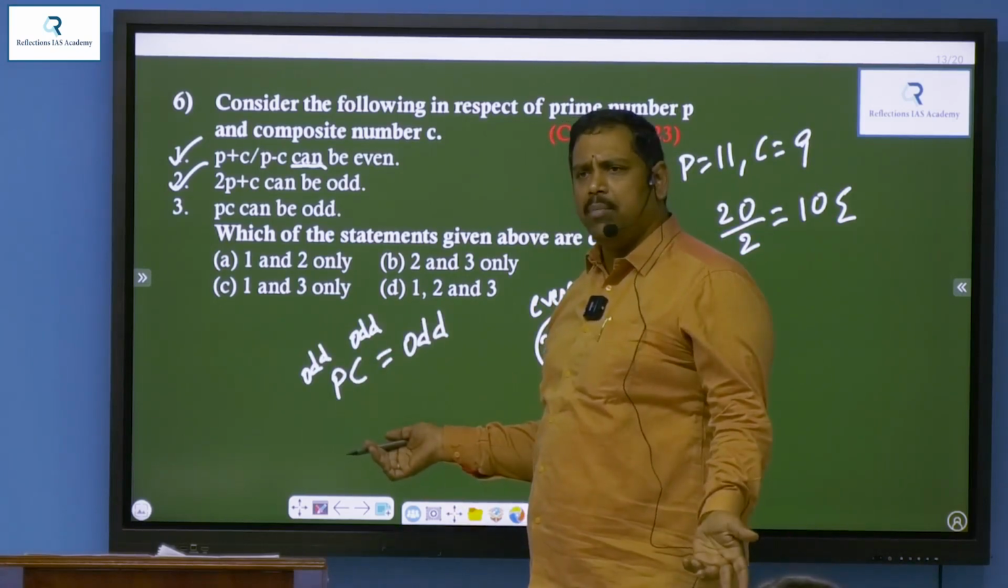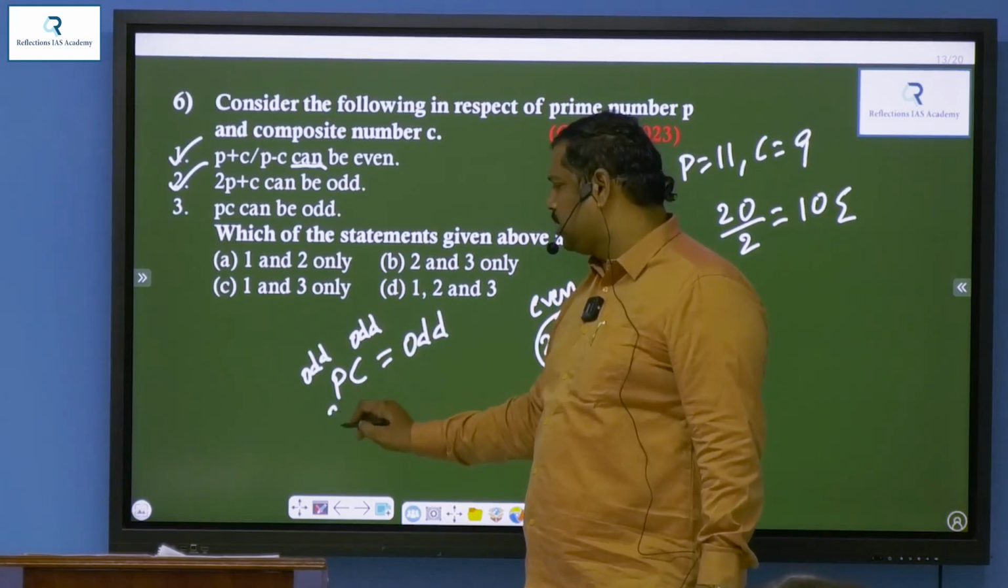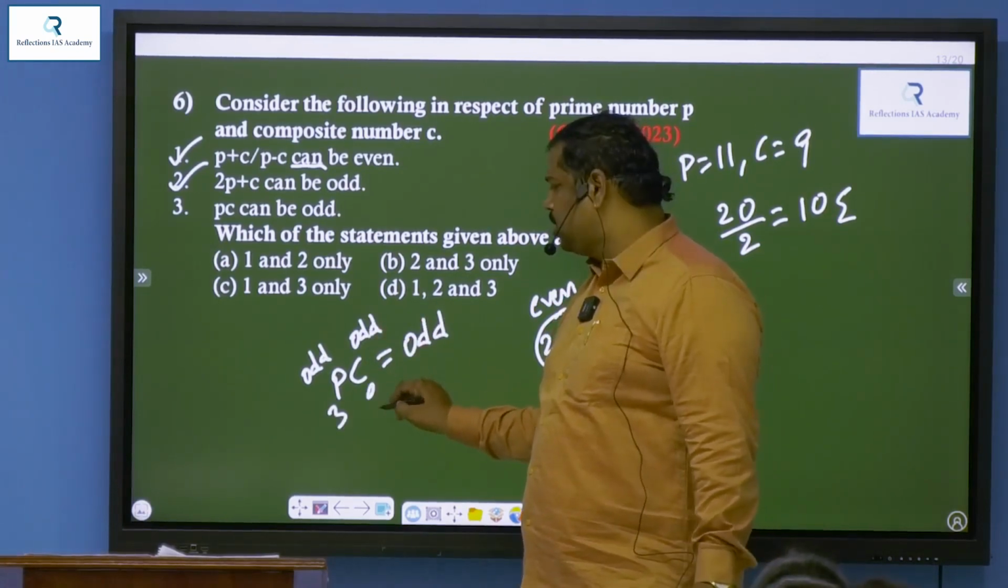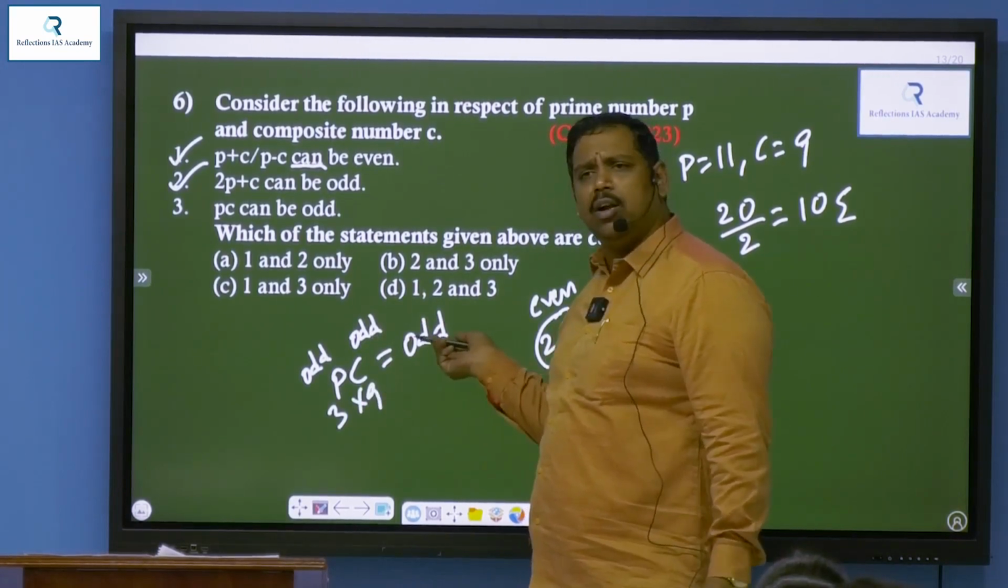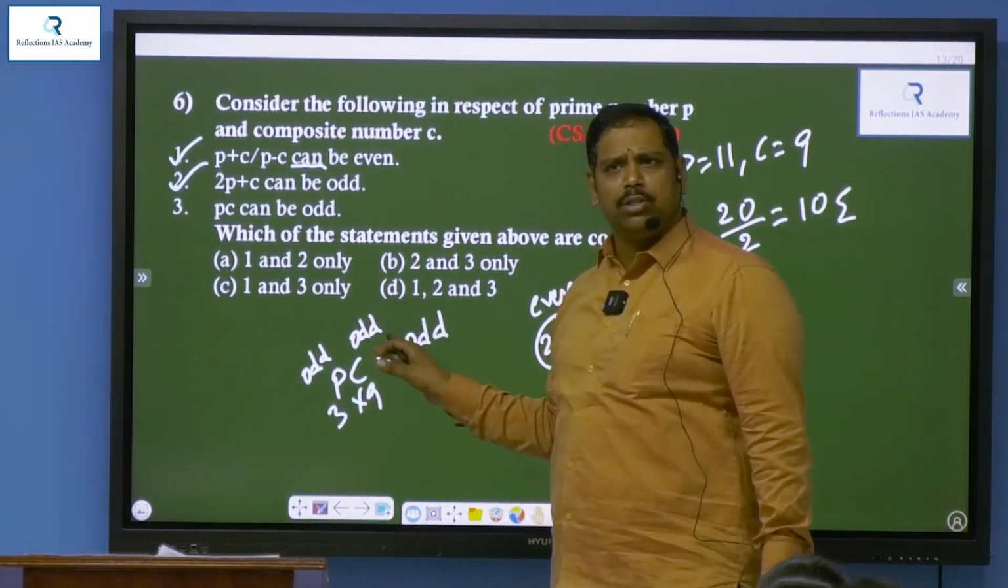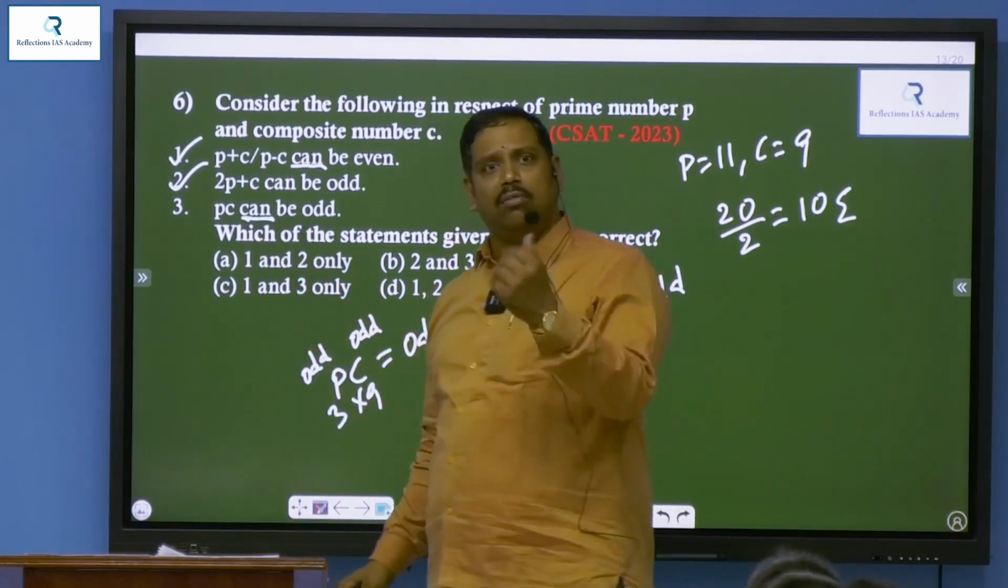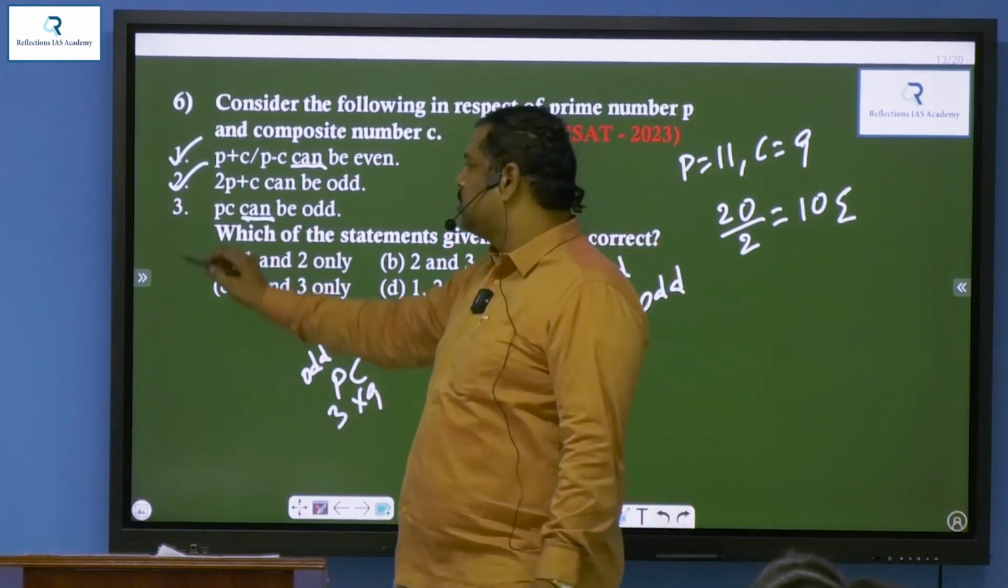Yes, there are odd prime numbers like 3, 5, 7, etc. C should be an odd number. C is a composite number. Yes, 9 is a composite number. Yes, 3 into 9 automatically you will get an odd number, right or wrong? It is possible or impossible? Possible. He is asking about can only, na? He is not asking about always. Can. Okay. So, this is also correct.